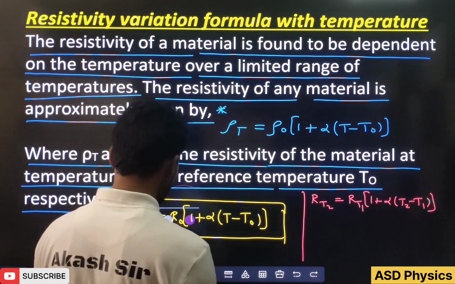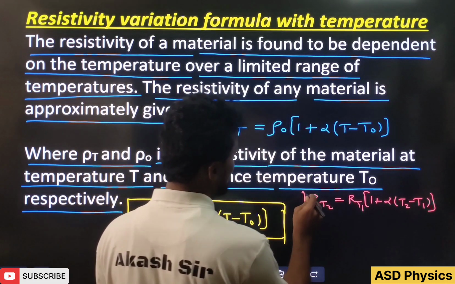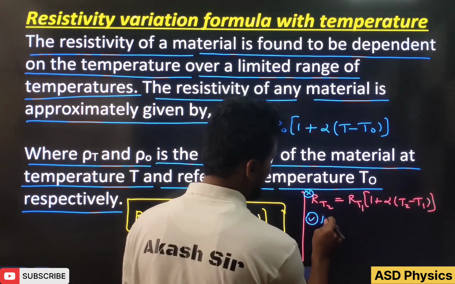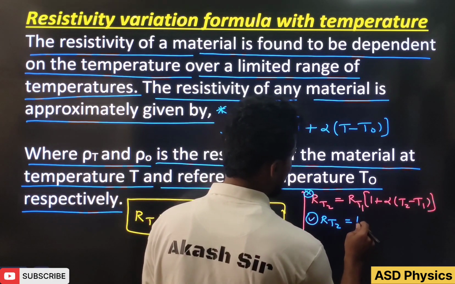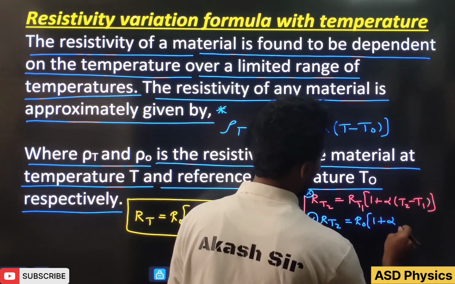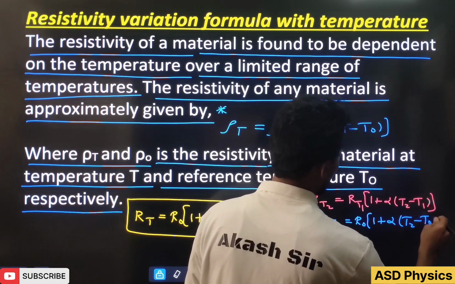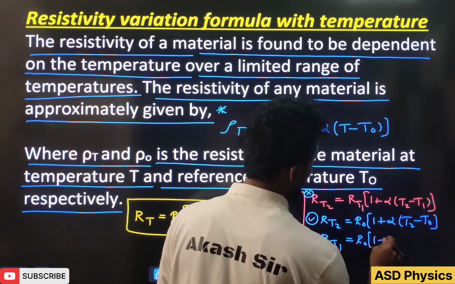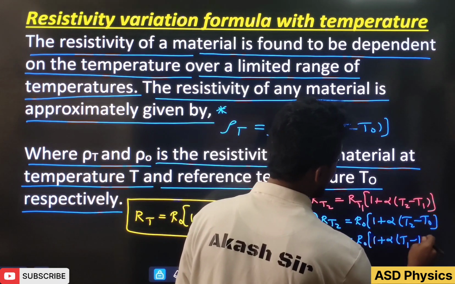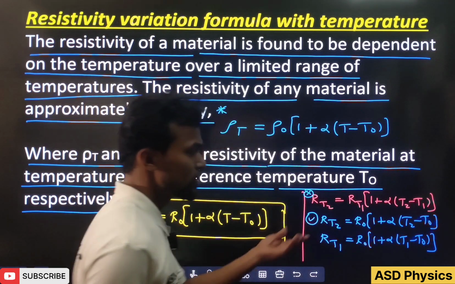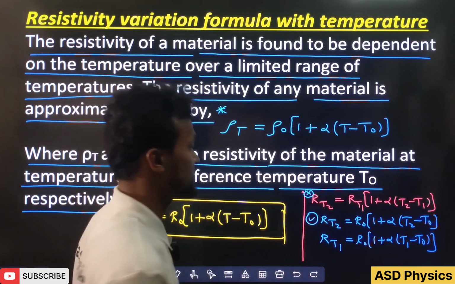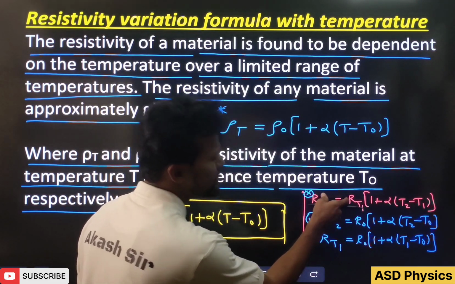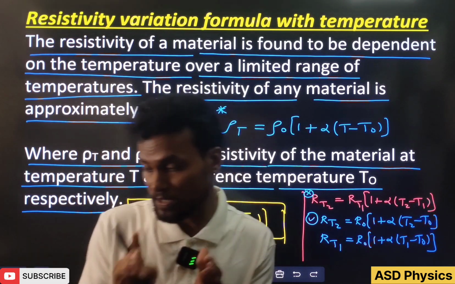But remember that most of the time this is the approximate formula, so we will not use it here. Which formula will we use? First we'll write RT2 like this: R naught times (1 plus alpha times (T2 minus T naught)). Then we will write RT1 as R naught times (1 plus alpha times (T1 minus T naught)). We will divide these equations and then we'll get the answer. So we will use these equations, and avoid the other one, because it is the approximate formula.